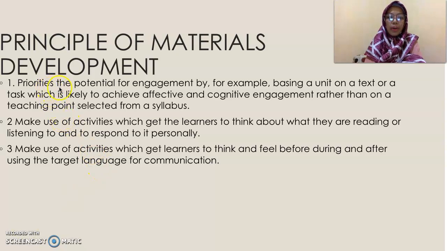The first one is prioritize the potential for engagement by, for example, basing a unit on a text or a task which is likely to achieve affective and cognitive engagement, rather than on a teaching point selected from a syllabus. Second, make use of activities which get the learner to think about what they are reading or listening to and to respond to it personally. The third, make use of activities which get learners to think and feel before, during, and after using the target language for communication.